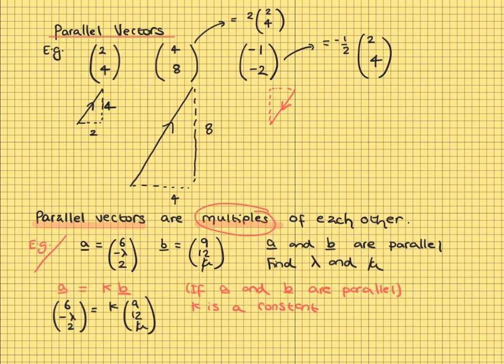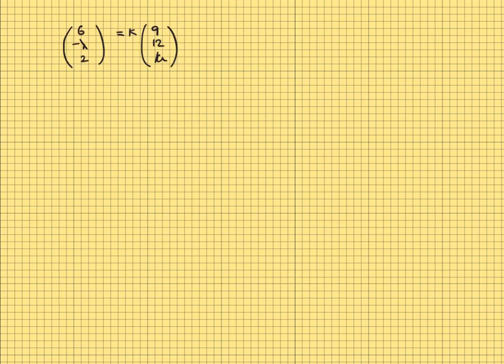Now, if the 2 vectors are equal to each other, then remember that means their i, j and k components must be equal to each other as well. So we can now write 3 equations based on the i, j and k components. I can say that 6 is equal to 9k, negative lambda is equal to 12k, and 2 is equal to mu k.